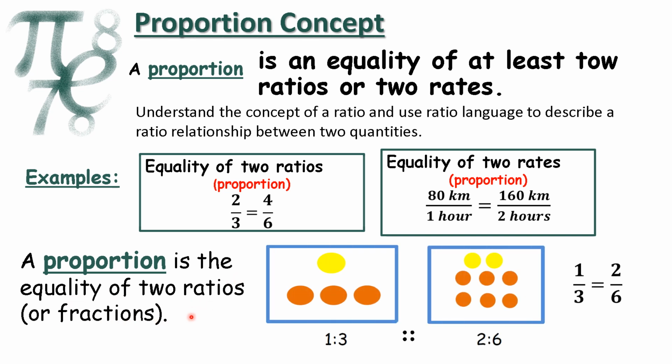If we write it as a fraction, it is 1/3 equals 2/6. As ratios, it is 1:3 as 2:6.